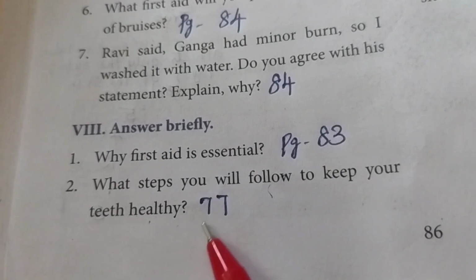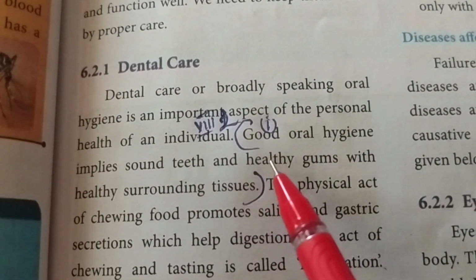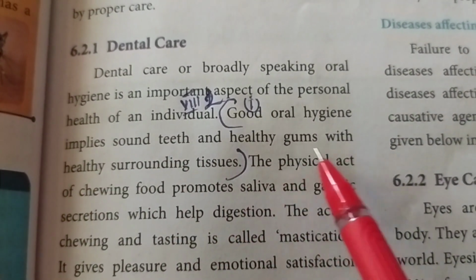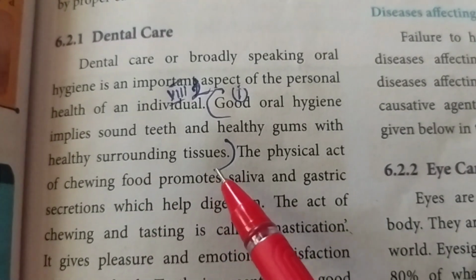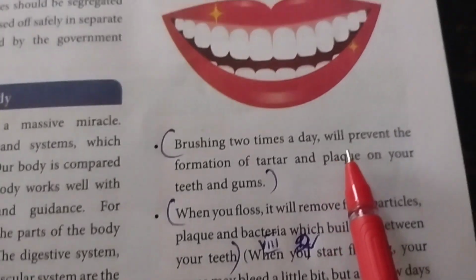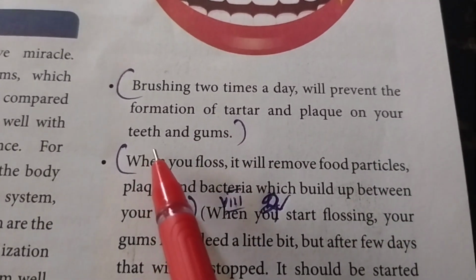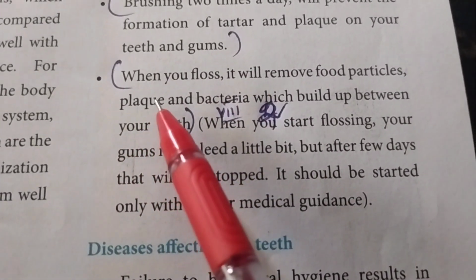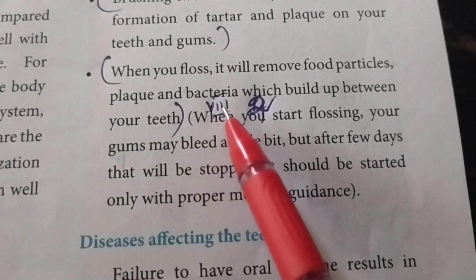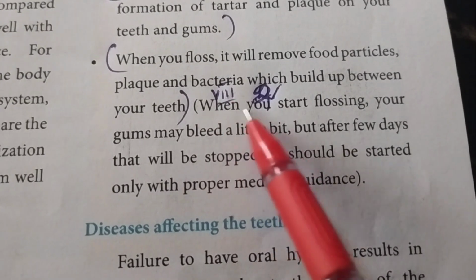Take page number 77. Page number 77, dental care, third line. Good oral hygiene implies sound teeth and healthy gums with healthy surrounding tissues. Write this as the first point. Second point, brushing 2 times a day will prevent the formation of tartar and plaque on your teeth and gums. Third point, flossing will remove food particles, plaque and bacteria which build up between your teeth. Up to this, 8th Roman letter, second question answer.